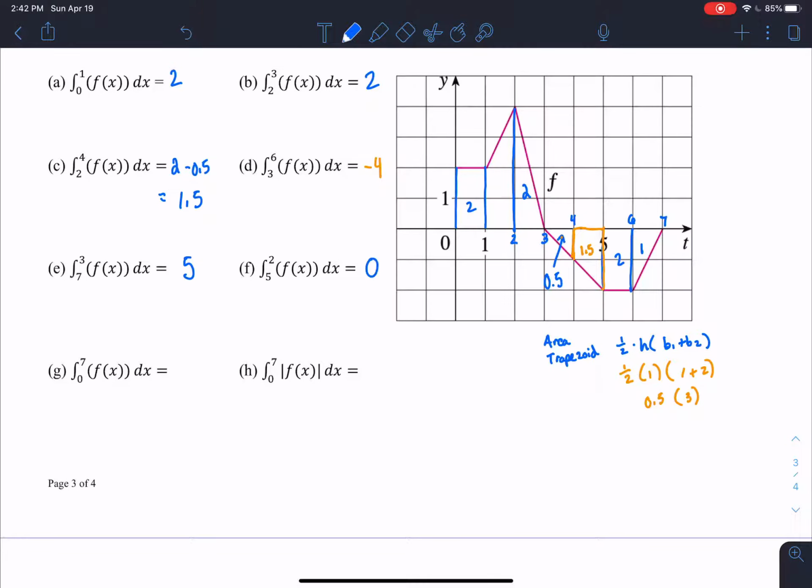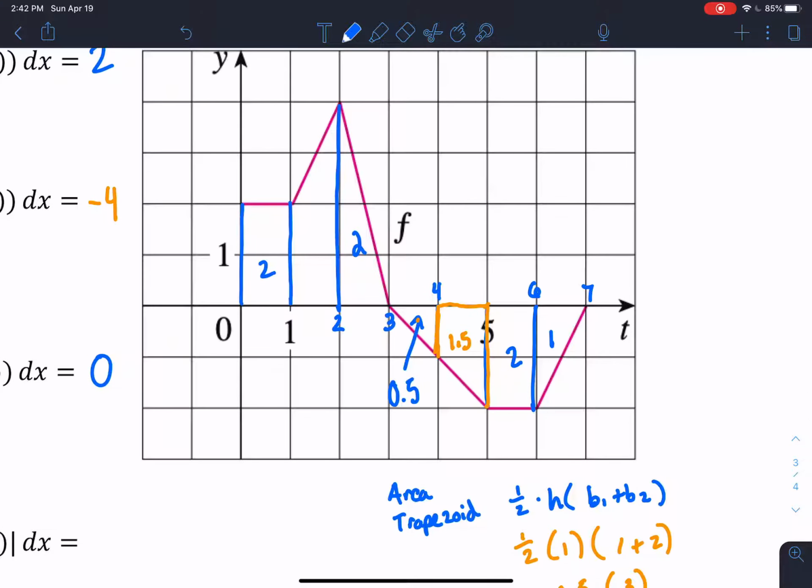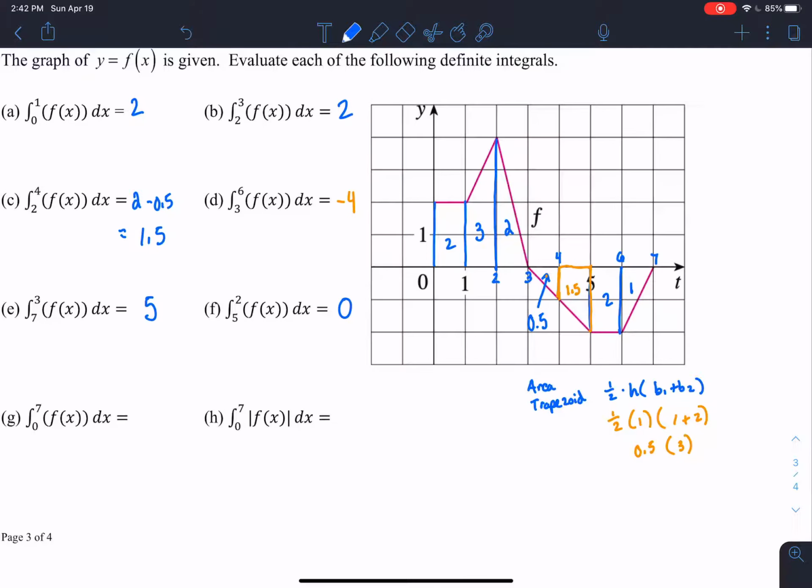All right, and then the last one says to do from 0 to 7. Now the only region we haven't found yet is from 1 to 2. So that is 1/2 times 2, 4, that's 6. That's 3. Okay. So now we're just going to add everything up. So we have 2 plus 3 plus 2, which is 7. Minus 2 is 5, minus another 2 is 3, minus 1 is positive 2.